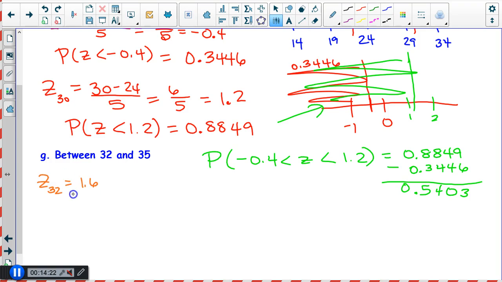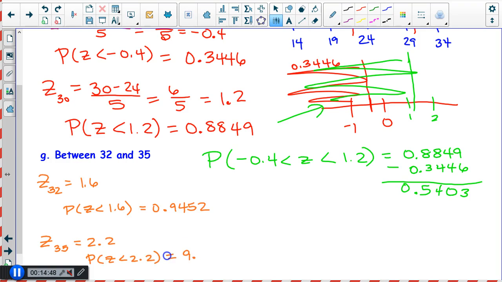1.6, everybody? Yep. So then the probability that Z is less than 1.6? I'm getting 0.9452. Thank you. Okay, and then the Z-score for 35? 2.2. We already did that one, didn't we? Yep. So then the probability that Z is less than 2.2 was 0.98. I put the point in the wrong place. Let me put a 0 because I just told y'all that: 0.9861.